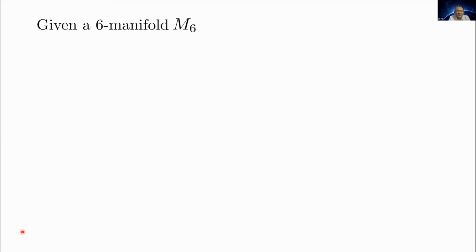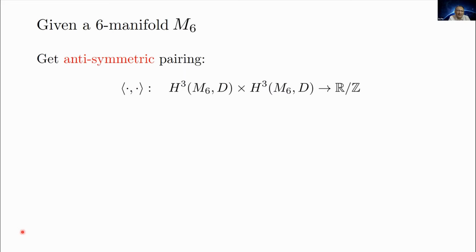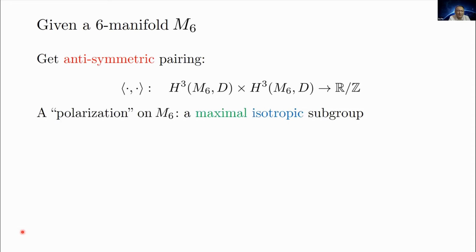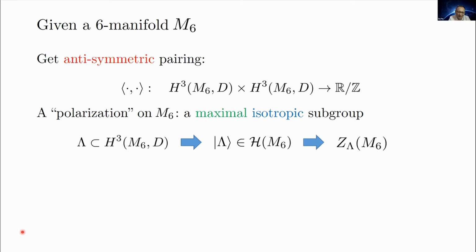Now, given a 6-manifold, by combining the pairing on D with the pairing in cohomology, we can get an antisymmetric pairing on H3 of the 6-manifold. And in the study of quantization of the TQFT on the 6-manifold, it's very convenient to consider the notion of a polarization, defined as a choice of a maximal isotropic subgroup. And it is expected that given such a subgroup, denoted as lambda, one can obtain a state in the TQFT Hilbert space, which specifies a particular partition function for the coupled system.